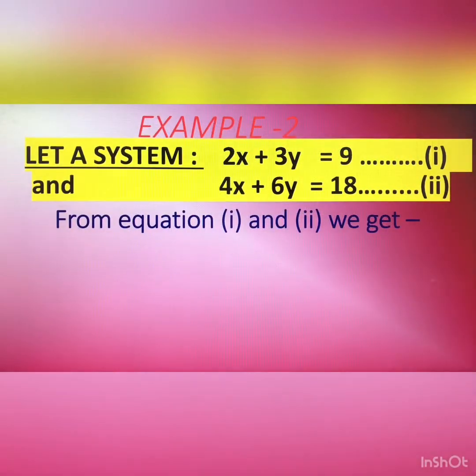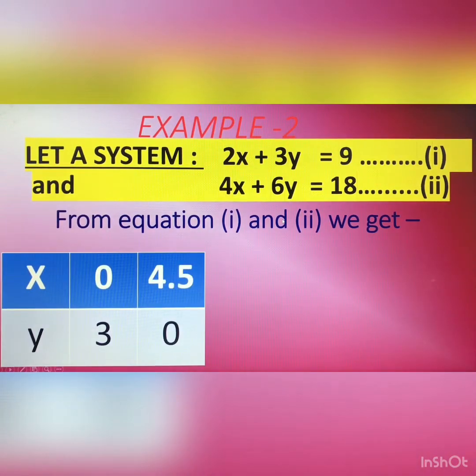So let us take the second example. Let a system be 2x + 3y = 9. This is equation number 1. And 4x + 6y = 18. This is equation number 2. From the first and second equations we get the values of x and y.